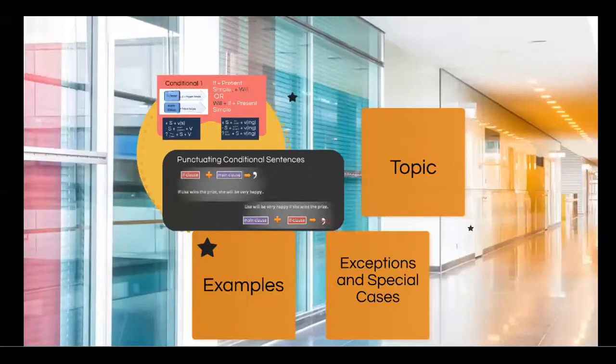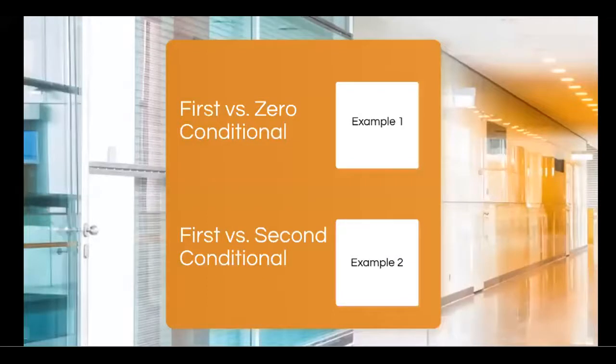Also, we have some differences between the first conditional and other conditional sentences. The first difference is between the first and the zero conditional. The first conditional describes a particular situation, whereas the zero conditional describes what happens in general truths, facts, etc.